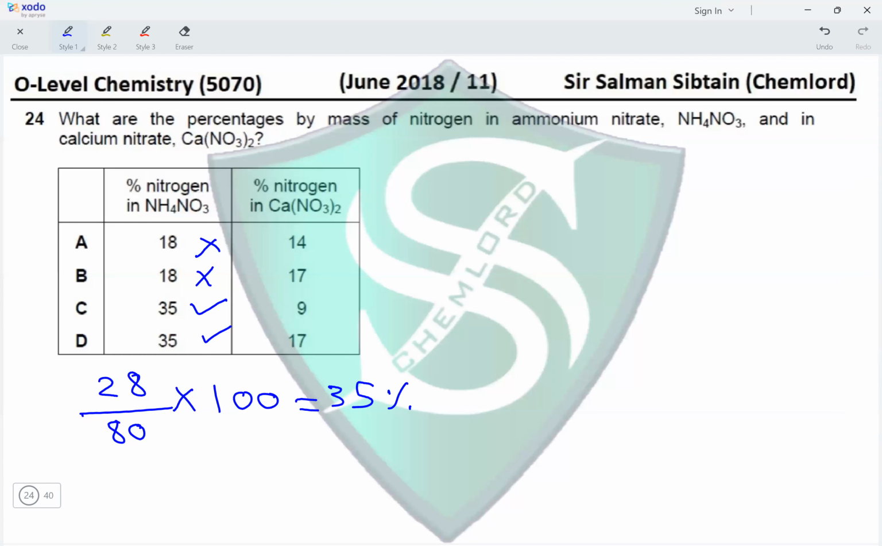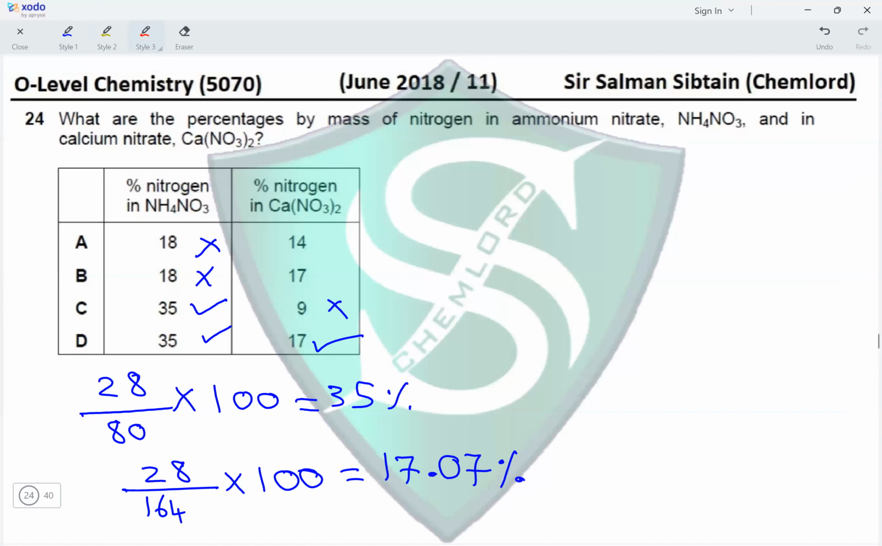Now for calcium nitrate, we've got 2 moles of nitrogen atoms. So that would be 28 divided by the Mr. Calcium is 40, nitrogen would be 28, and oxygen would be 48 into 2, 96. So when we add all of these together, we end up with an Mr value of 164. So 28 upon 164 into 100 would give us a value of 17.07%, which is present in option D, eliminating option C, making option D the correct option for this question.